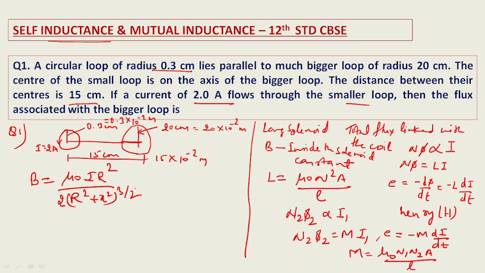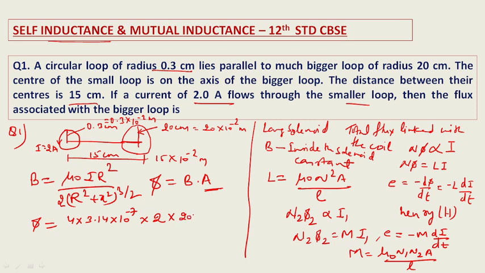Okay, so we can find out the induced EMF, the flux associated with the bigger loop. So it will be B dot A, or B into A, and this A will be the area of the smaller loop. In this way we can substitute mu 0 is equal to 4 pi into 10 power of minus 7, so 3.14 into 10 power of minus 7, into current, which is also given to us as 2 ampere. Then R, what is R given to us for the bigger loop? It is 20 into 10 power of minus 2 meter.